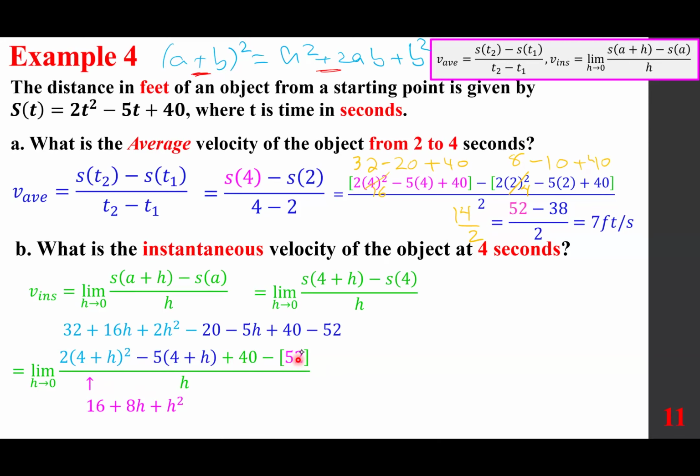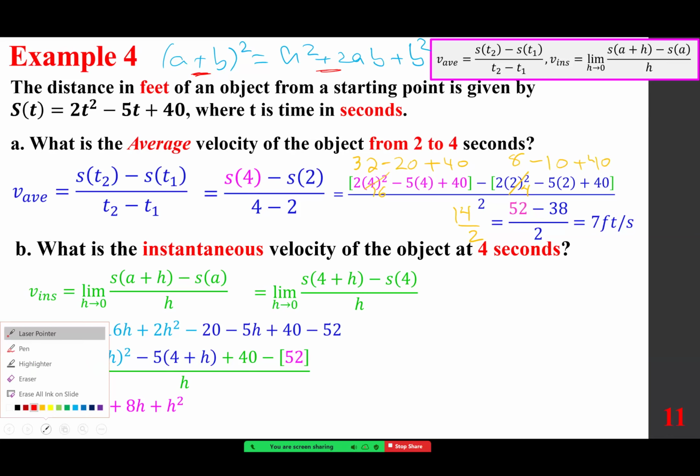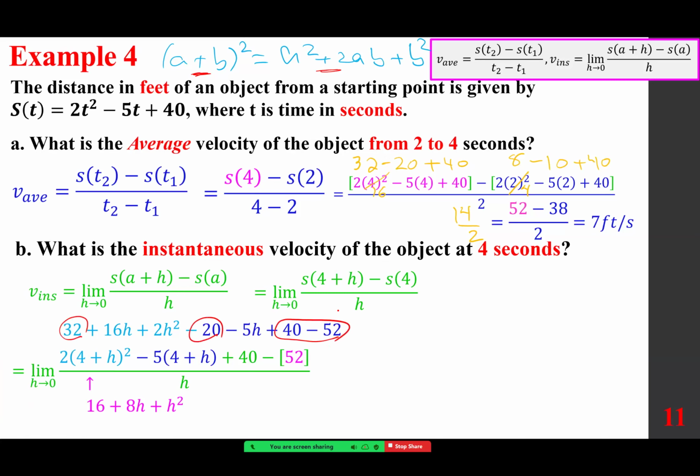We are going to simplify this. I hope you notice the numbers, they add up to 0. 32 minus 20 plus 40 minus 52, 0. So what you have here, 16h minus 5h is 11h plus 2h squared.